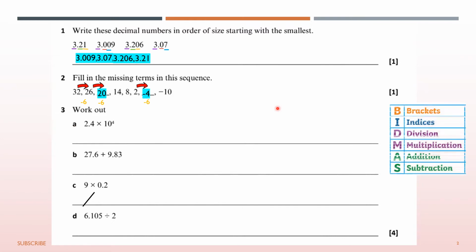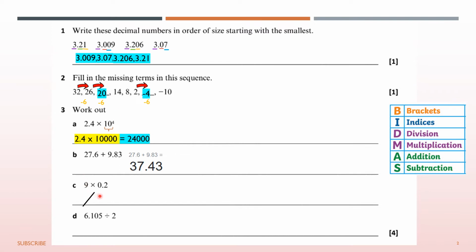Now remember the order of operations. We first have to do the brackets, so there's no brackets here. Look at indices. So we solve the indices first. 10 to the power of 4, we get 10,000. So 2.4 multiplied by 10,000, we will get 24,000. 3b, we just have to plus. You can use a calculator and we get 37.43.